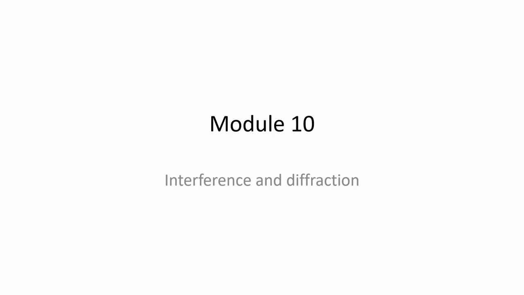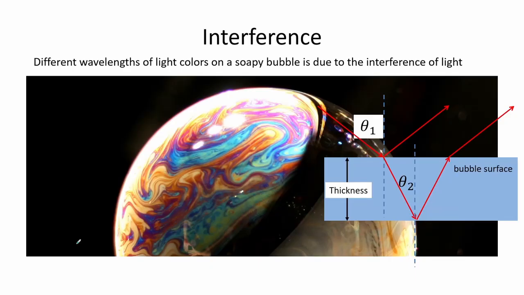In this module we will talk about interference and diffraction of light. The behavior of interference of light is similar to that of sound, which we will discuss here. The different wavelengths of light colors that are observed on a soapy bubble are due to the interference of light.